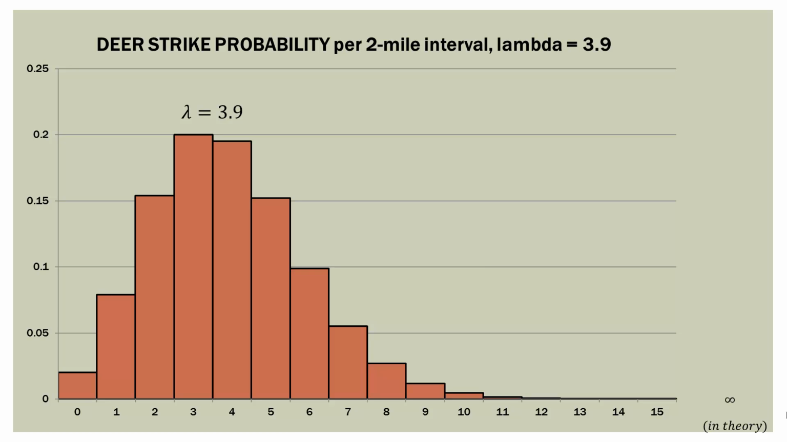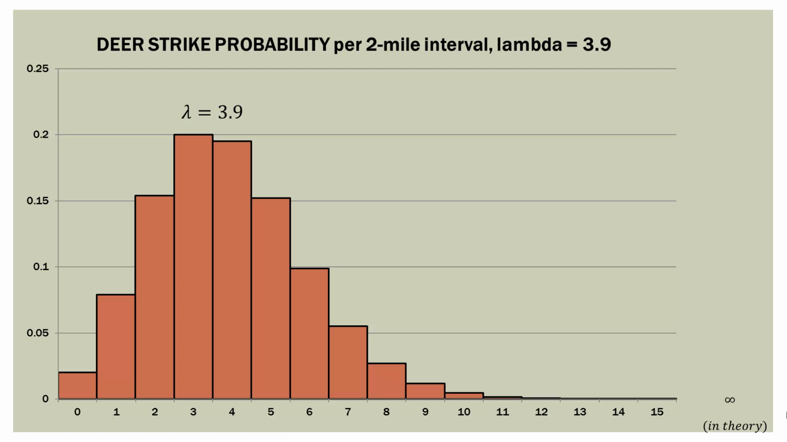Just keep in mind, in theory, that an infinite number of deer could be struck on any given 2-mile interval, but of course that makes no sense in reality. But we just put it down there to make sure that we do realize that, in theory, it is infinite.